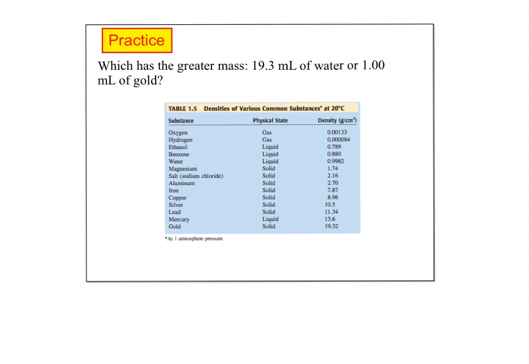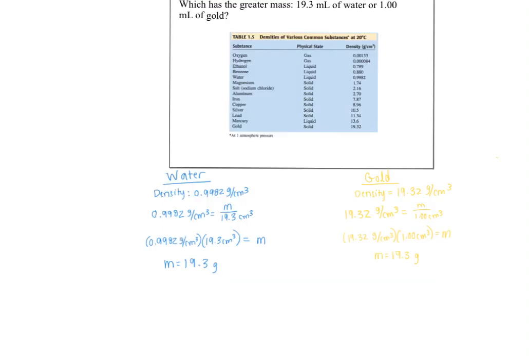All right, this one's pretty easy. I want you to try. I want you to tell me which has a greater mass, 19.3 milliliters of water or 1 milliliter of gold. So pause the video and then you can check your answer.